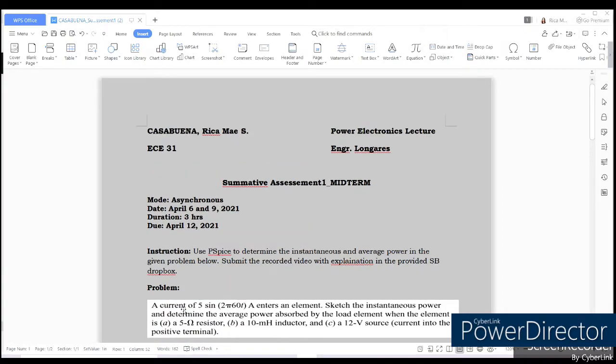A current of 5 sin 2πft amperes enters an element. We need to sketch the instantaneous power and determine the average power absorbed by the load element when each of these elements will be given on the circuit. For condition A, we will be connecting a 5 ohm resistor. For condition B, we will be connecting a 10 millihenries inductor. And lastly, a 12 volt source with current into the positive terminal.